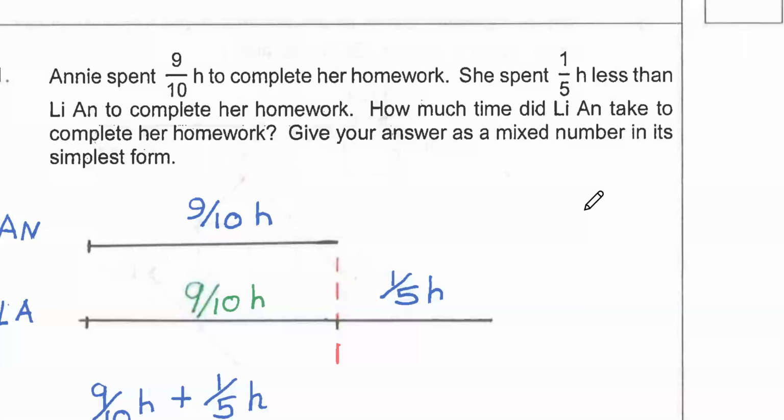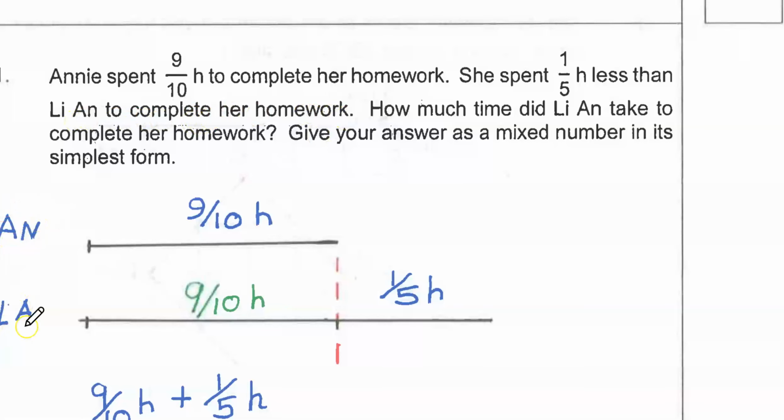Next, Annie spent 9 tenths of an hour. It means not even an hour, right? 9 parts out of 10 to complete her homework, right? She completed her homework within an hour. She spent 1/5 hour less than Lee-Ann, another person, to complete her homework.